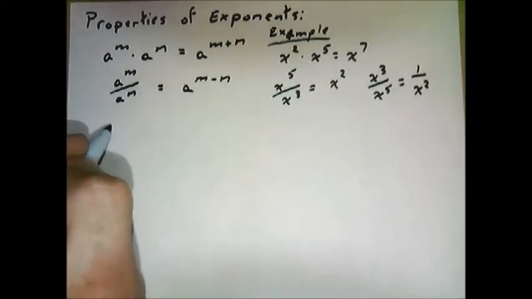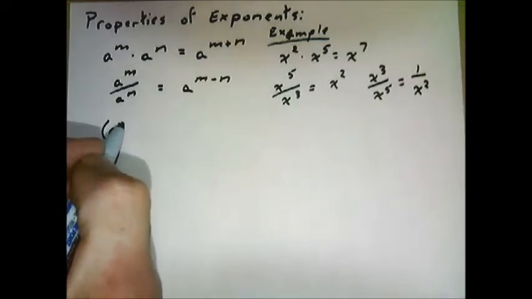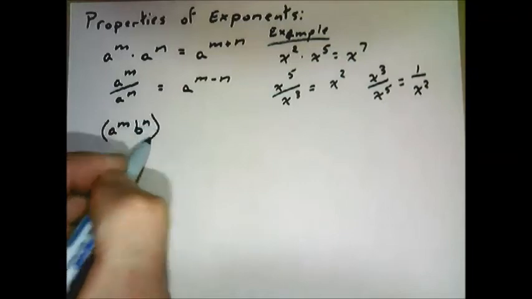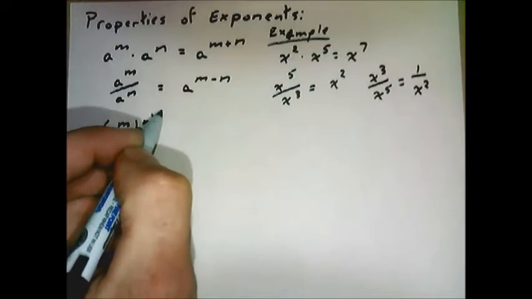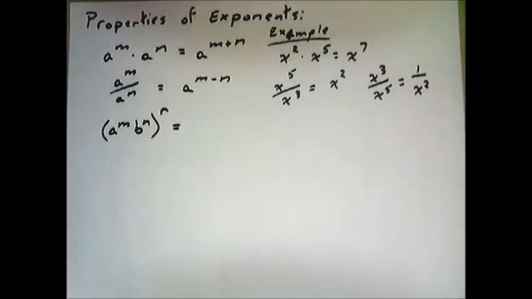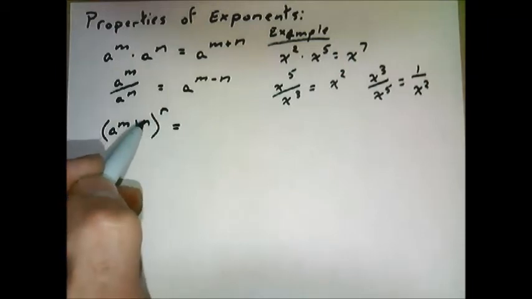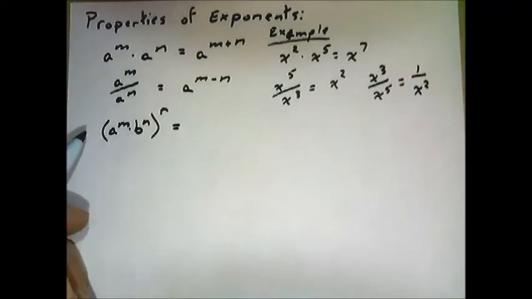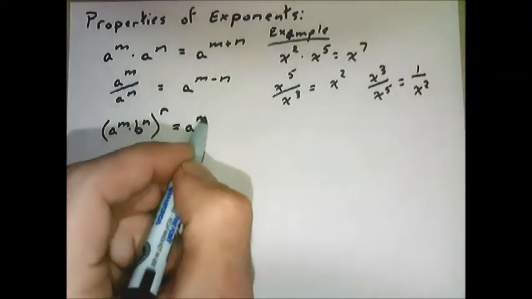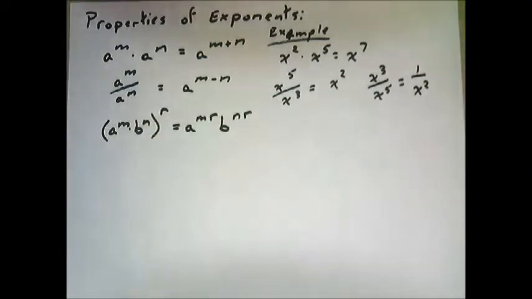The next one that we want to look at is if I have a quantity, say a to the m, b to the n, to an exponent. Let's say that this is to the exponent of r. I can simplify this by taking this r and multiplying it to each of these exponents. This only works if we're multiplying everything in that quantity. So here we're going to take a to the m r, b to the n r.